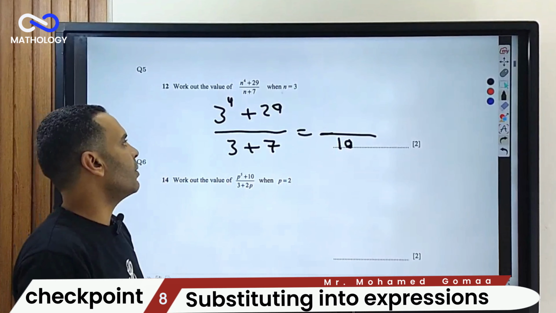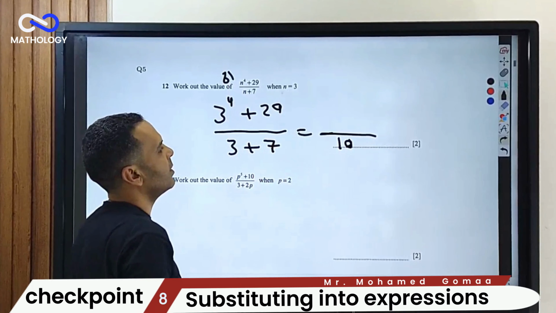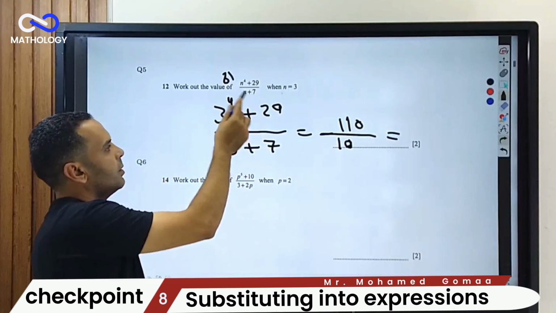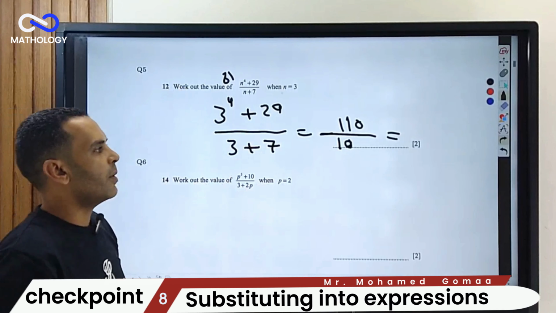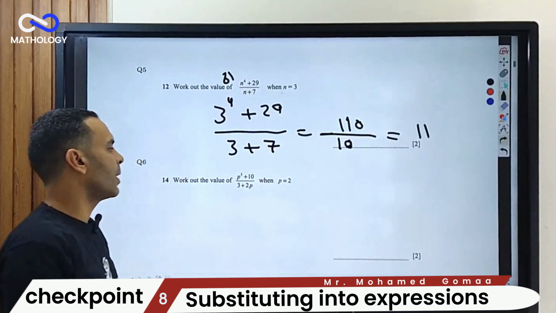3 power 4 equals 81. 81 plus 29, it will be 110. 1 and 9 equal 10. 0, carry up 1. 9 plus 2 equals 11. It will be 110 over 10. It will be 11, like this one.